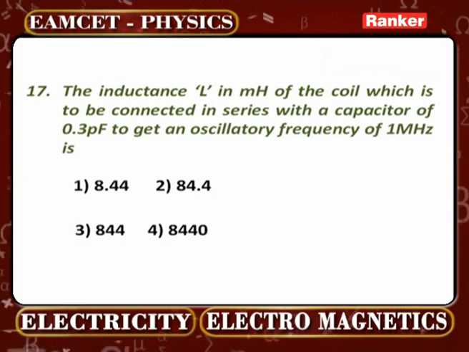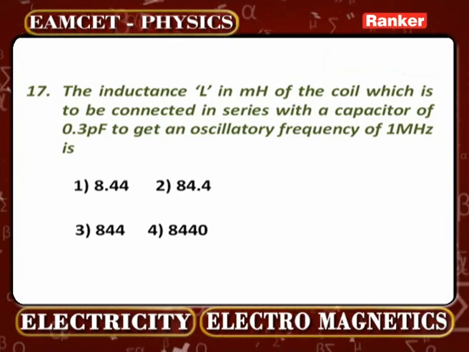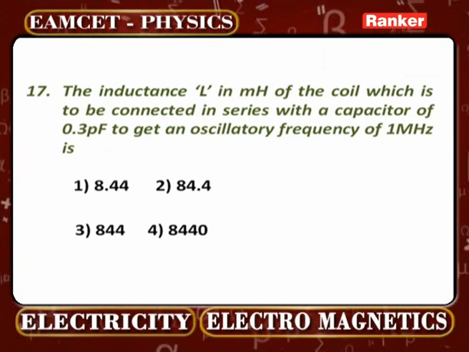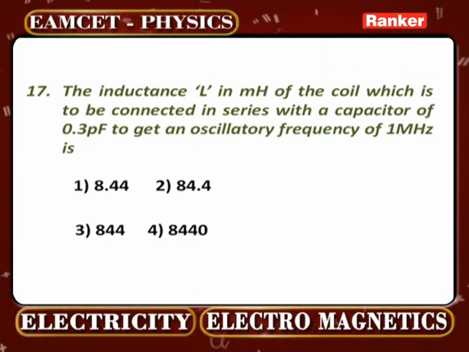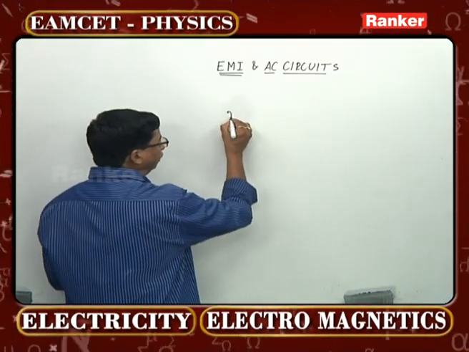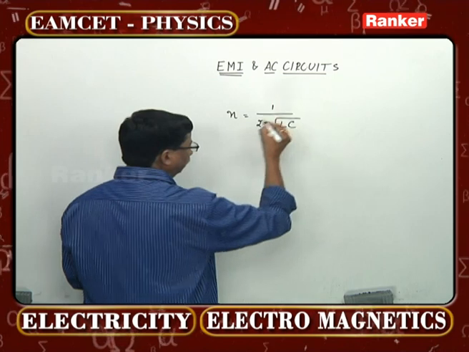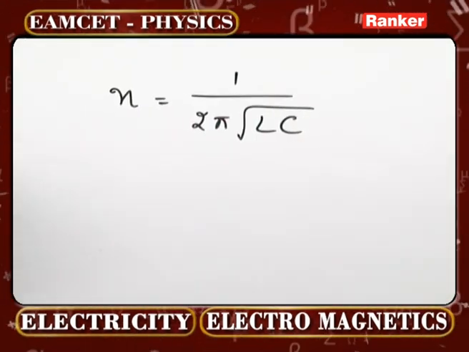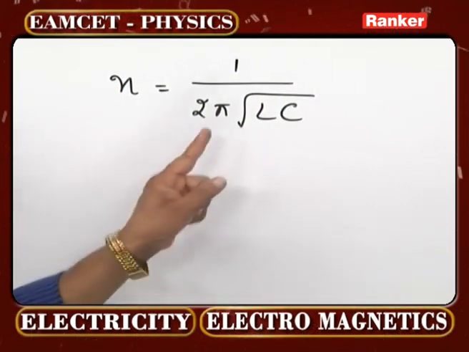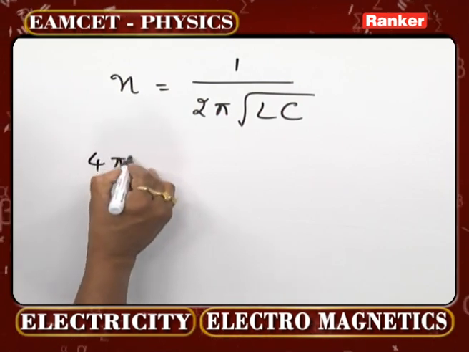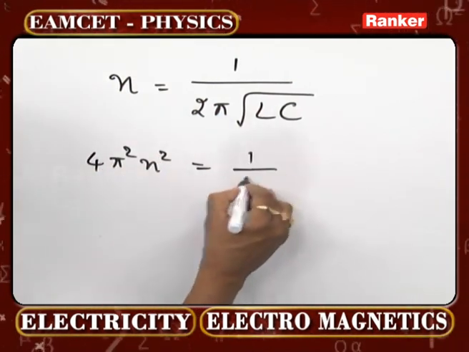The inductance L in millihenry of the coil, which is to be connected in series with a capacitor of 0.3 picofarad to get an oscillatory frequency of 1 megahertz, is how much? That is the concept. Oscillatory frequency means it is in resonance, it is understood. Resonance frequency is equal to 1 by 2 pi under root LC. That is actually the formula we have. Now his question is, what is the value of L? Therefore square it up over here. 4 pi square N square is equal to 1 by LC.